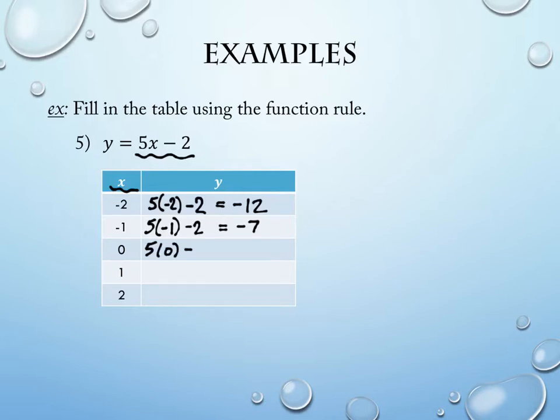5 times 0 minus 2. Negative 2. How about 5 times 1 minus 2? Probably going to be positive 3. And then 5 times 2 minus 2. 8. And if you notice, there is a relationship that's happening here.